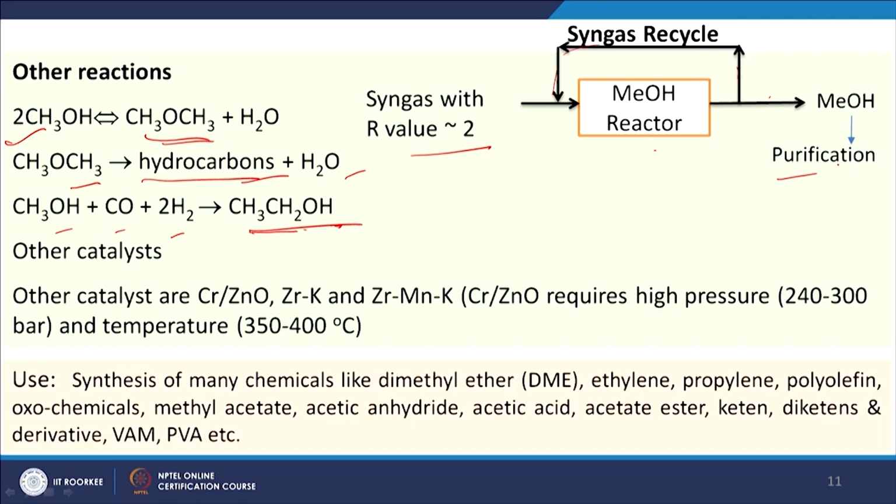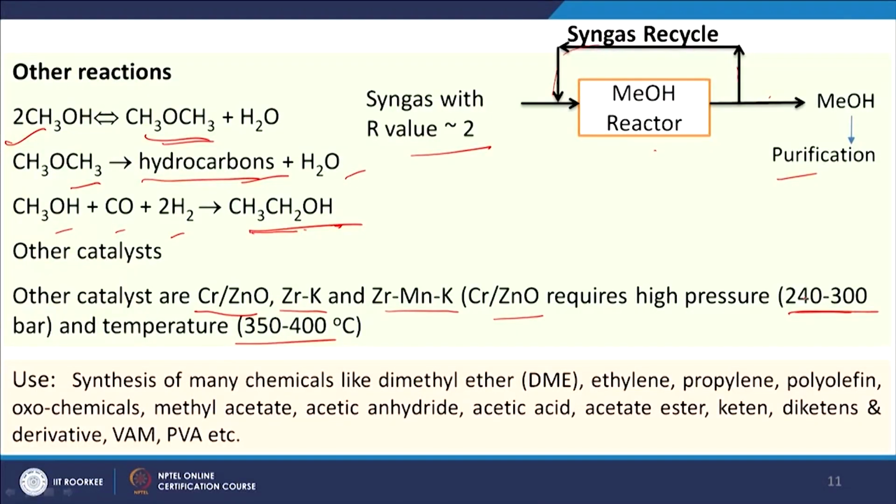So, this is the concept of methanol production. The catalyst is basically copper and zinc oxide based, and other catalysts have been used: chromium zinc oxide, zirconium potassium, zirconium manganese potassium, and zirconium zinc oxide, and high pressure 240 to 300 bar. So, this is not that efficient because high pressure and high temperature is required.